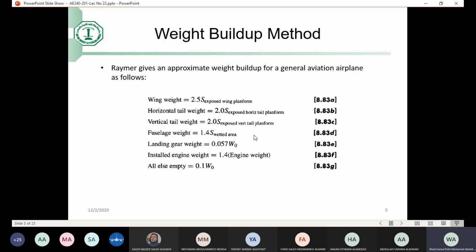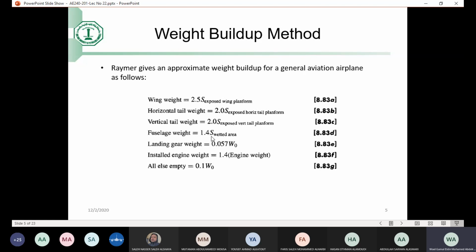Can you estimate the fuel? Yes. Question? Okay. So you can estimate the fuselage weight by multiplying the external surface area of the fuselage, which is called the wetted area, by 1.4.